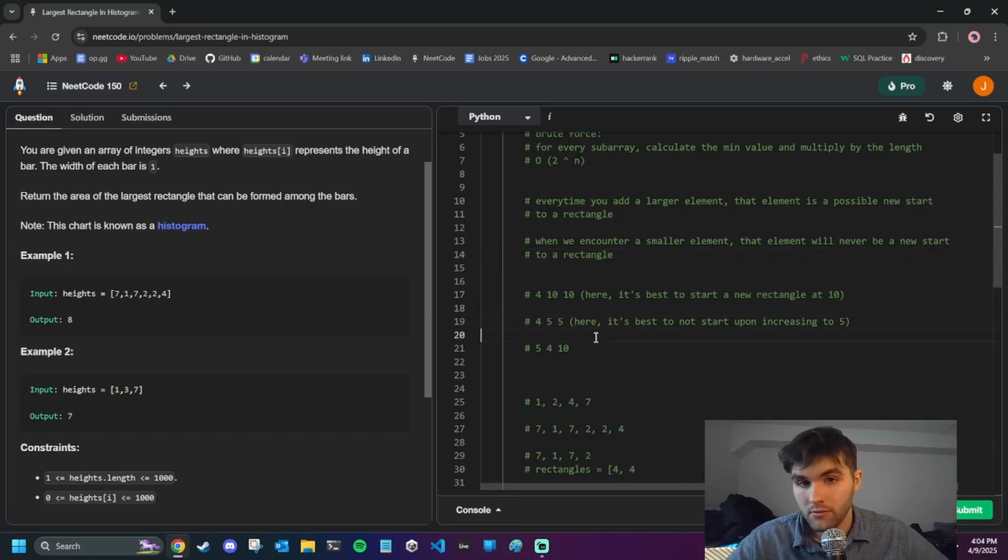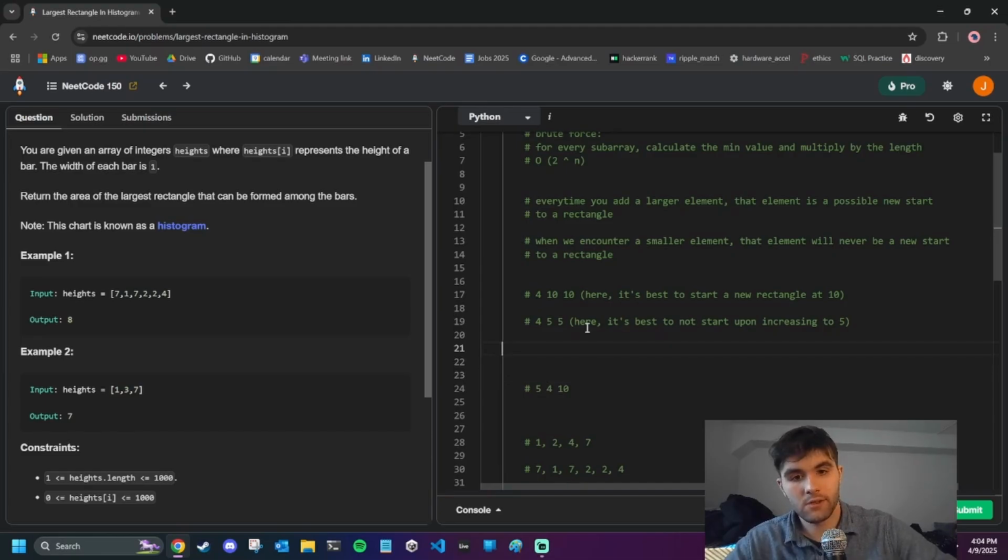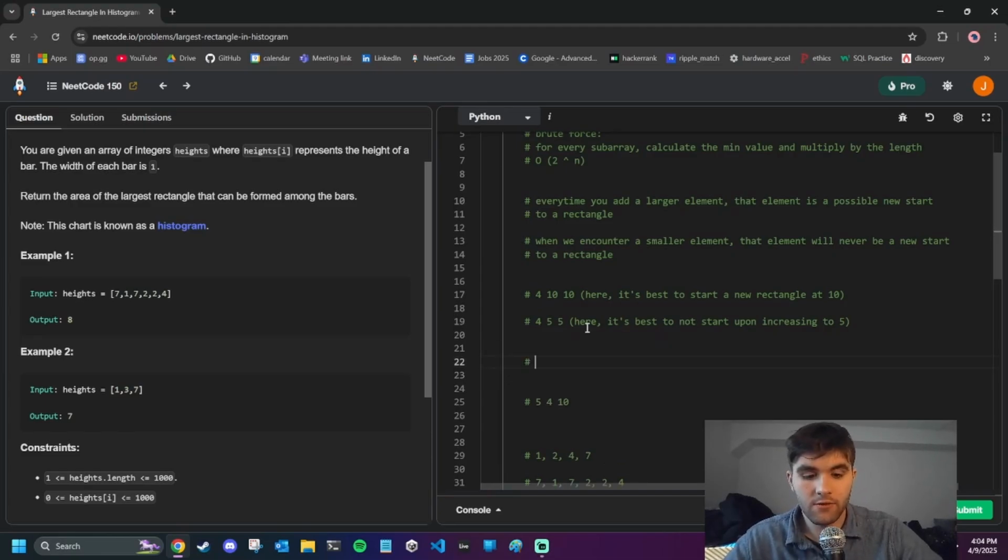So how do we know? Well, maybe every time we increase, we can keep track of that. So our first one we'll consider an increase. So we increased to 4 at index 0. Then we increased to 5 at index 1. And then 5. And then we end at 2. So then we can basically pop off the stack and say, okay, our final index was 2.